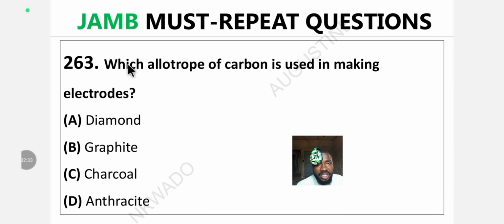Question 263. Which allotrope of carbon is used in making electrodes? A. Diamond. B. Graphite. C. Charcoal. D. Anthracite. What's the answer? Drop the answer in the comment section. I just taught you now. Please don't disappoint me. I beg you. Let me see the answer in the comment section.